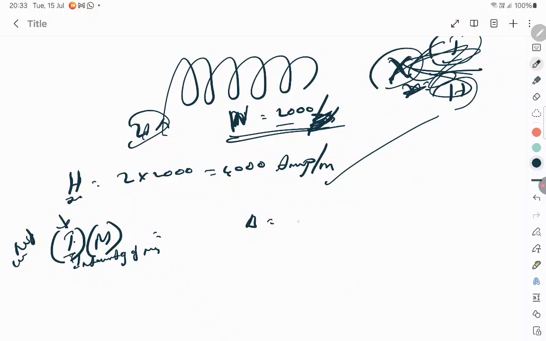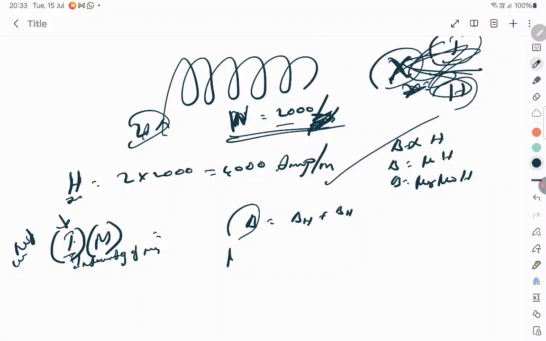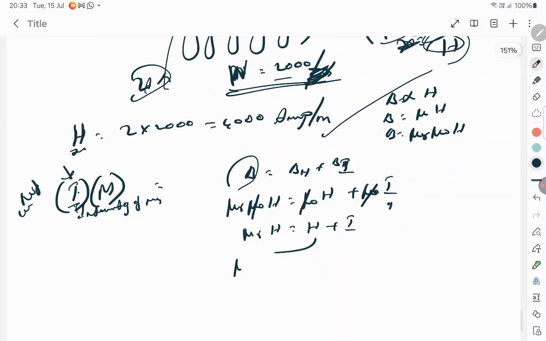So to find I, I should write B is equal to BH plus BI. What is B? B itself is proportional to H. B is equal to mu into H. B is equal to mu R into mu naught into H. So mu R into mu naught into H is B, which is equal to mu naught into H plus mu naught into I. They are asking about I, so mu naught throughout gets cancelled. Mu R into H is equal to H plus I. So you can take the H to the other side. Mu R into H minus H is equal to I.